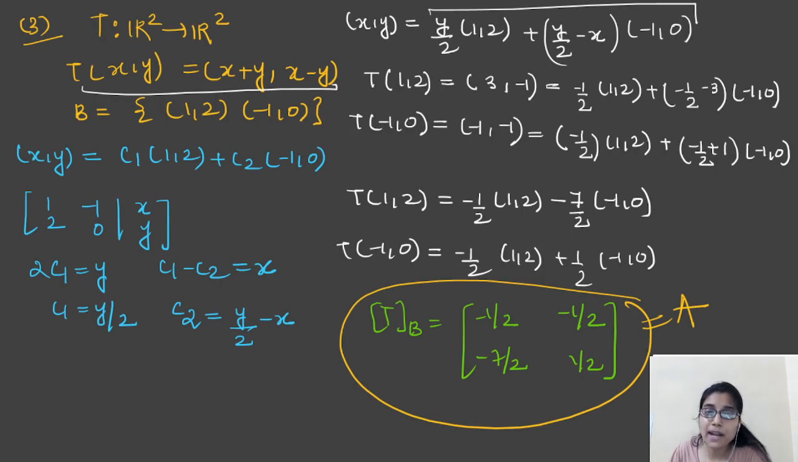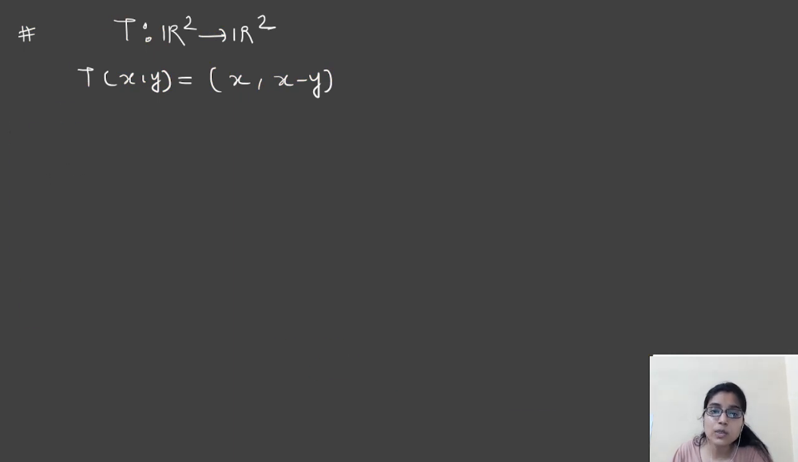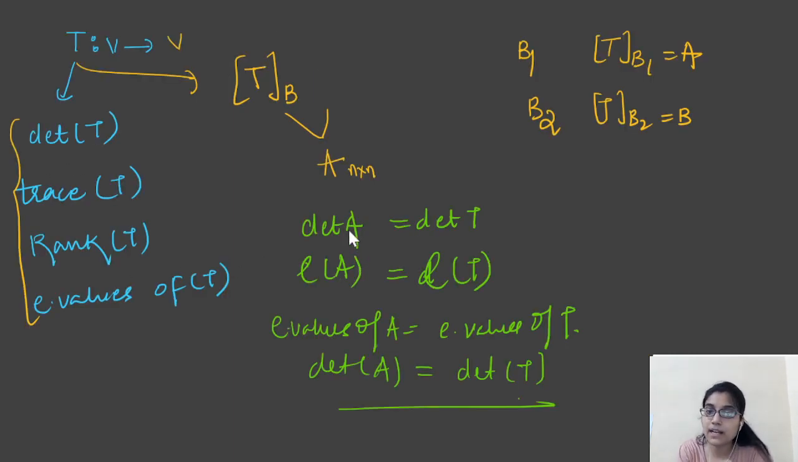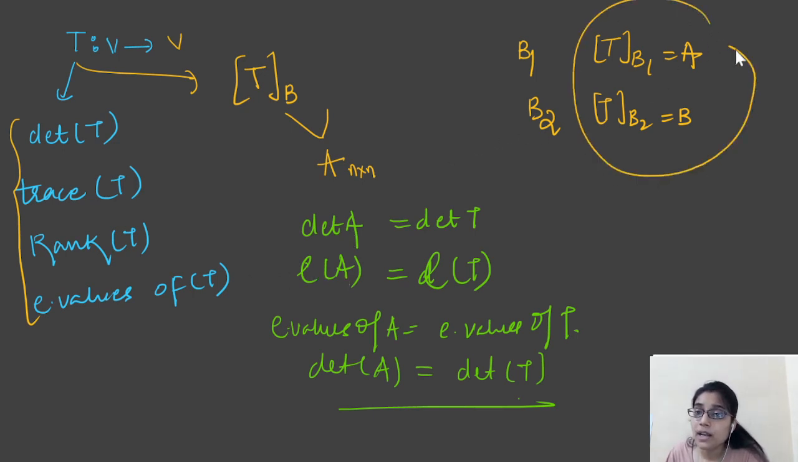So there might be a question in your mind: this application is very good, find the determinant of A and you can tell the determinant of the LT, find the rank and you get the rank. But what about this concept? Suppose I found the matrix A from some basis, and someone else found a different matrix from another basis. What is the guarantee that both the matrices will give us the same property? So this is a very important thing.